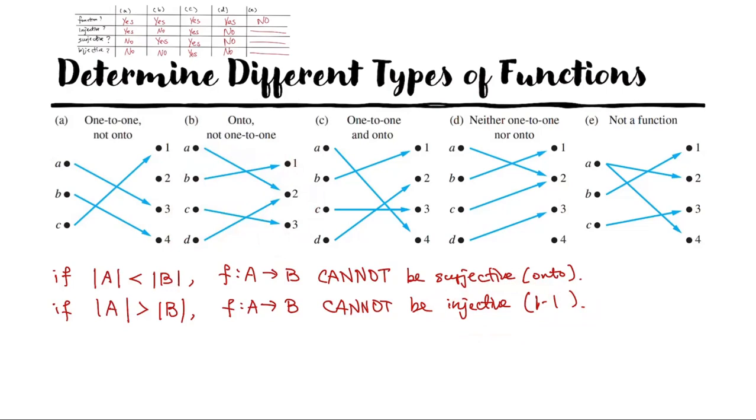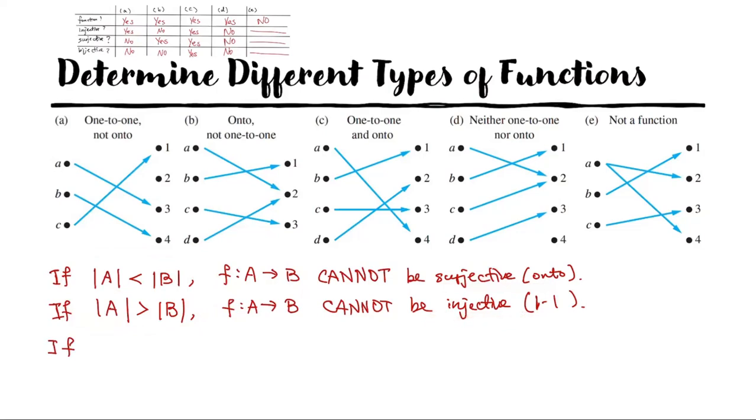Okay. Now from here, what do we know? If you just compare the cardinality, it will tell you what your function can be. But your function cannot be surjective, or your function cannot be injective.